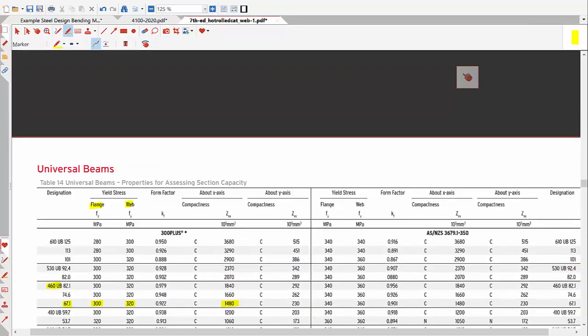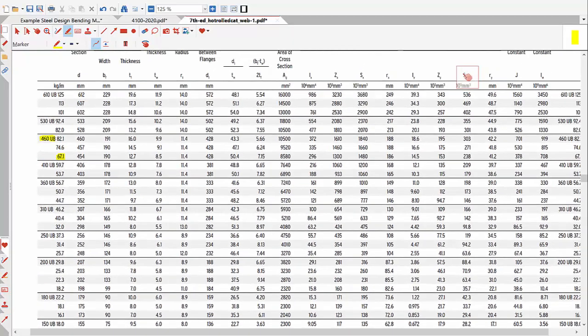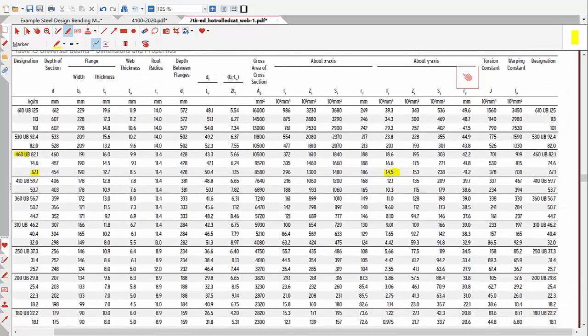So let's look at our OneSteel table to find these parameters for our case. As you can see here, our section is 460 UB 67.1. The parameters that we are interested in are, first, Iy, which is 14.5 times 10 to the power 3. We also need J, the torsion constant, which is 378 times 10 to the power 3. We need Iw, the warping constant, 708, as well. We need to use this one as well.